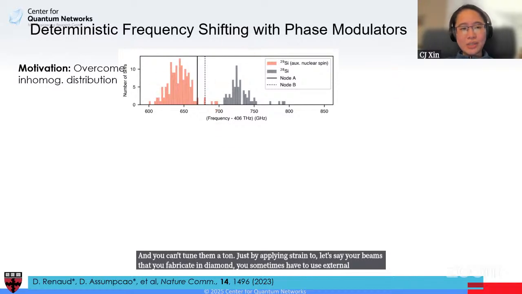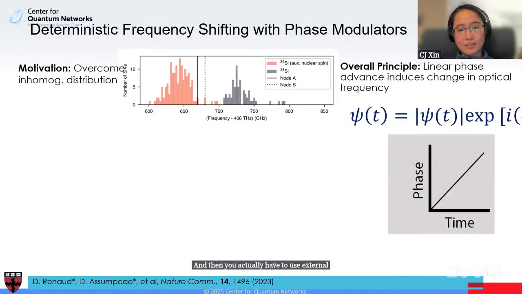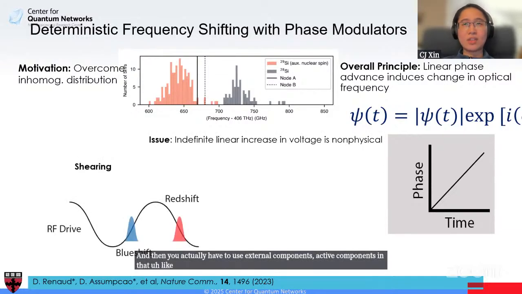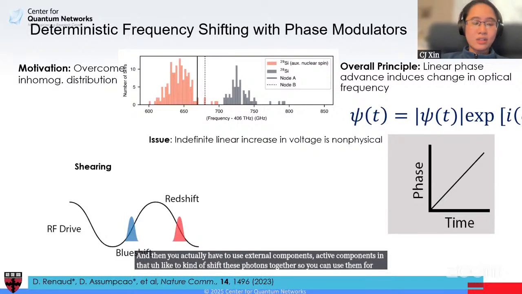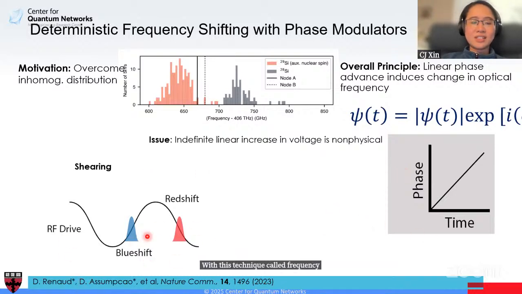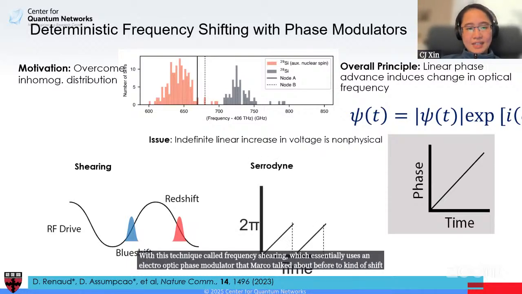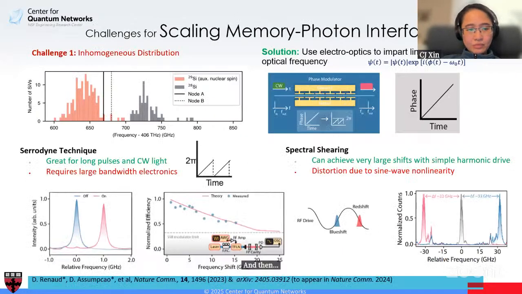So this shows the distribution of wavelengths at which you have emitters. And then you actually have to use external, active components to shift these photons together so you can use them for interference and such. There are a number of ways you can do that. You can do it with a technique called frequency shearing, which essentially uses an electro-optic phase modulator that Marco talked about before to shift the pulse of light. And then there are different ways to combine them together.